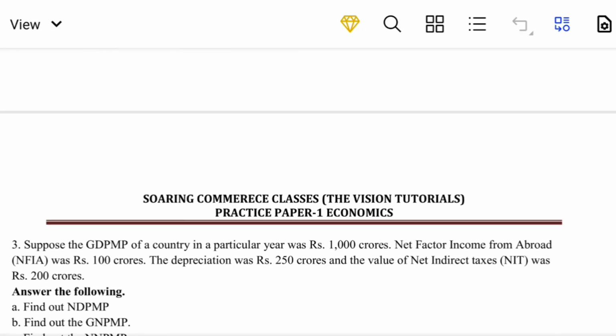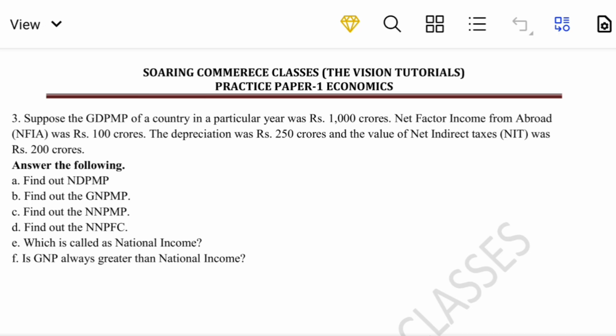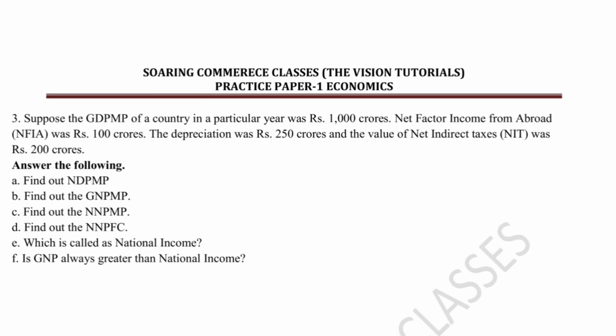The next question is also coming from national income accounting. It is similar to the first problem. If you know the first problem, you are going to solve the second problem. Here also the question will be the same, but they are going to ask the identities in sub-questions. Look at the question here.